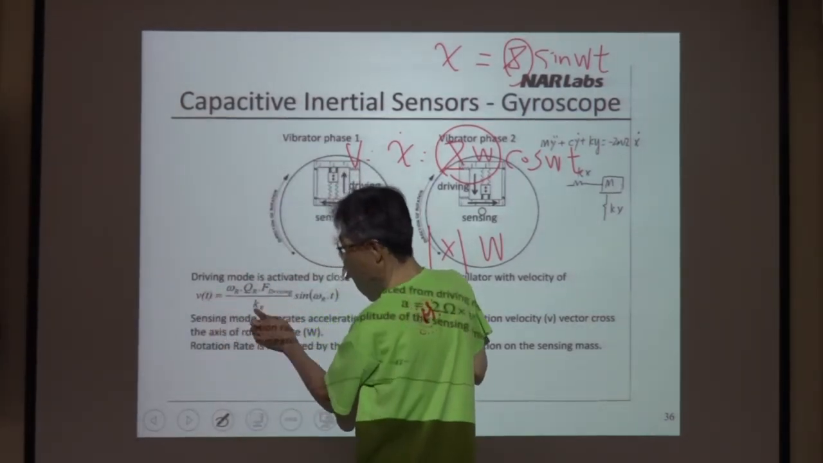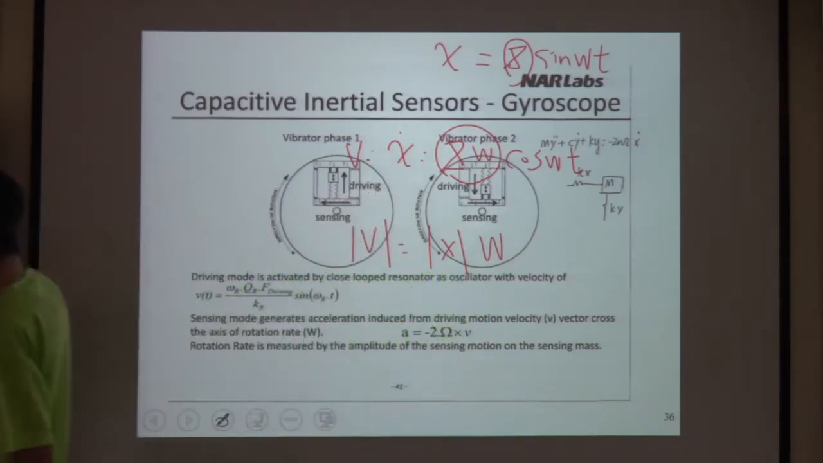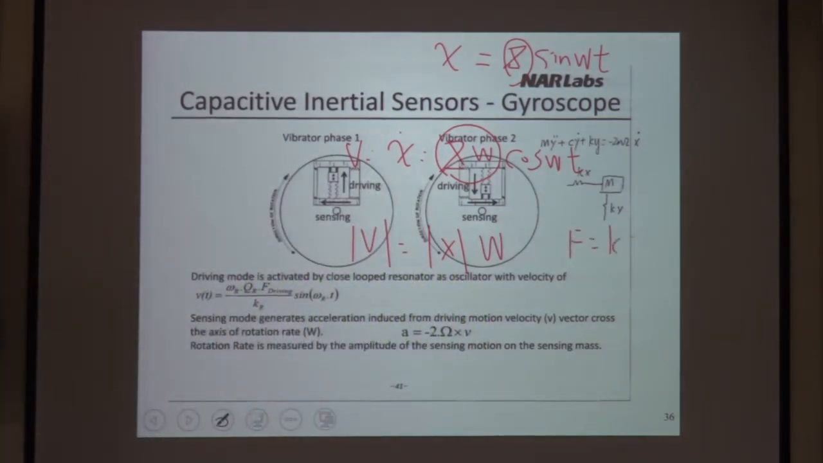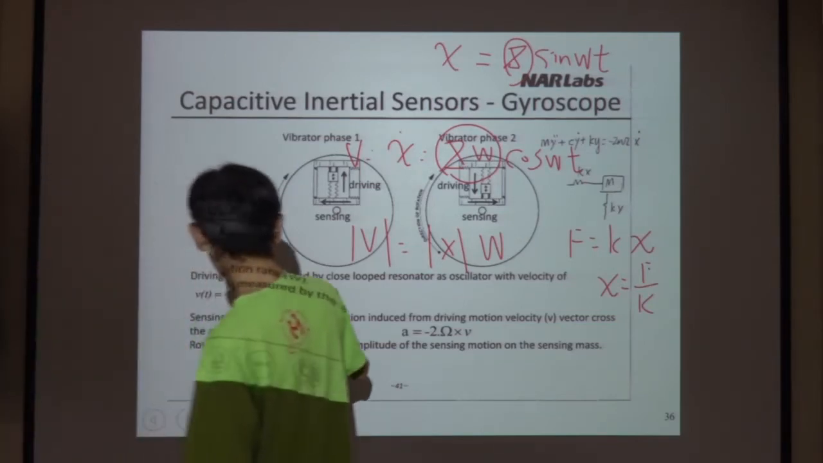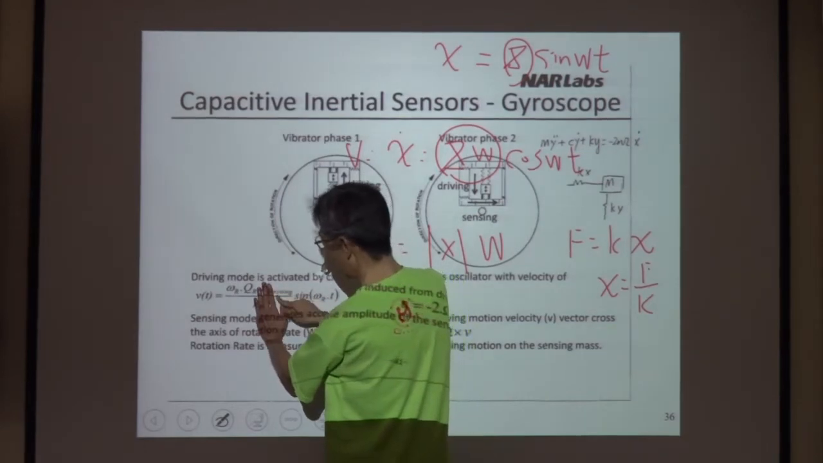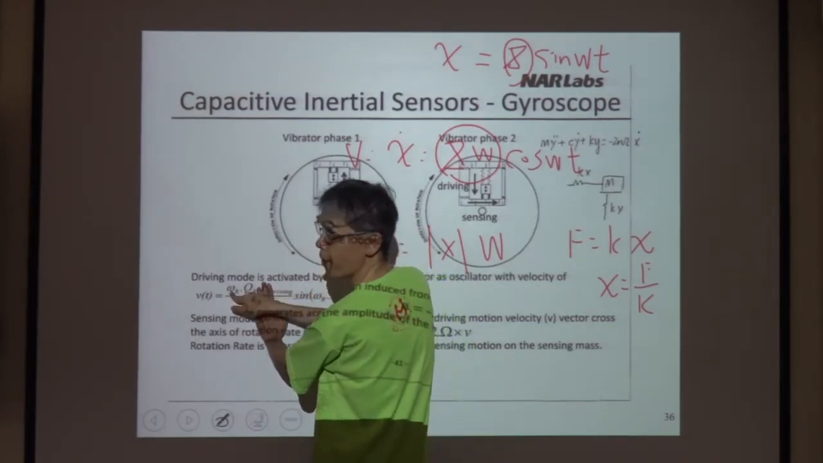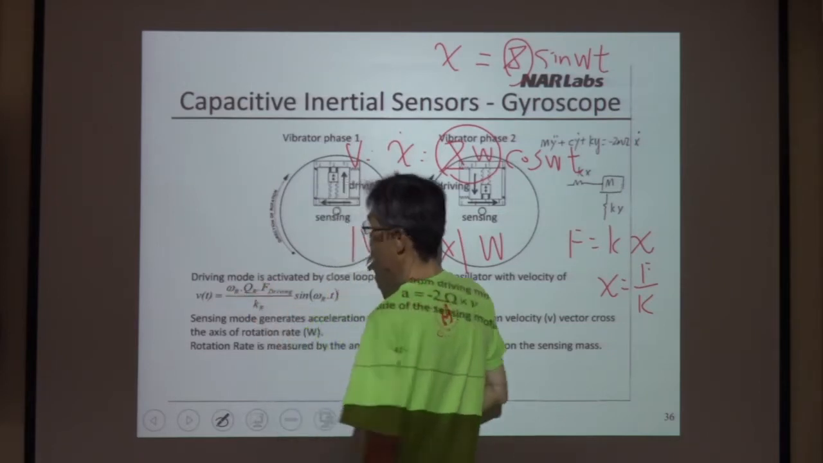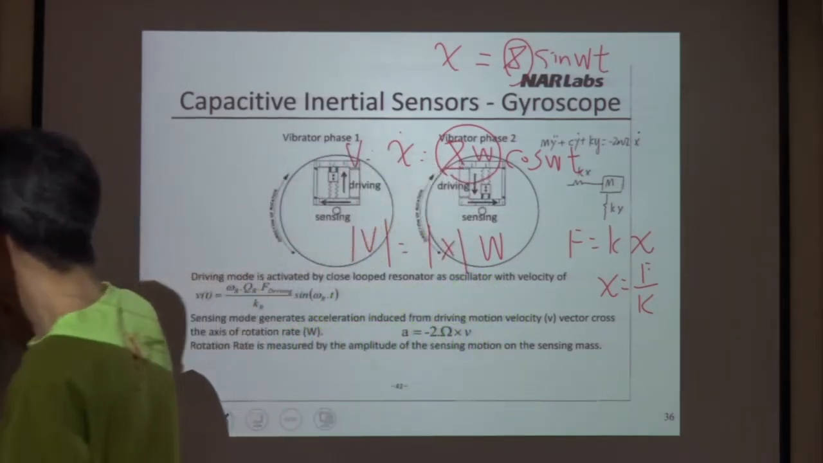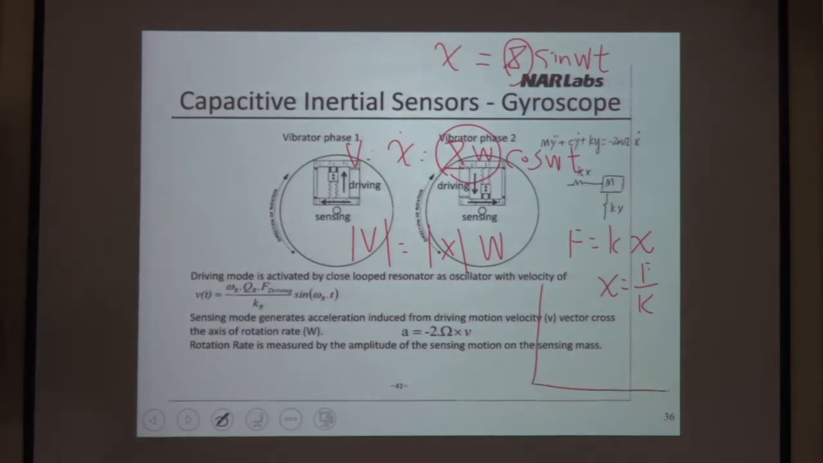Velocity: F divided by k, because F equals kx. So x equals F divided by k. So F divided by k is the x. So x times omega is the magnitude of velocity. But now, for a transfer function, this is the transfer function between output and input. This is output, this is input. The transfer function.